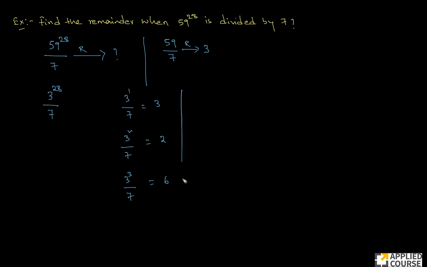Next, 3 power 4 by 7. Just multiply 6 × 3. Already you know 3 cube by 7 equals 6. See, this is 3 cube × 3. I can write it in this way.